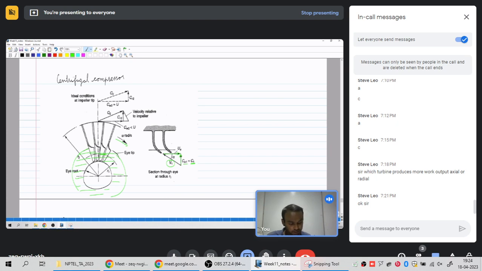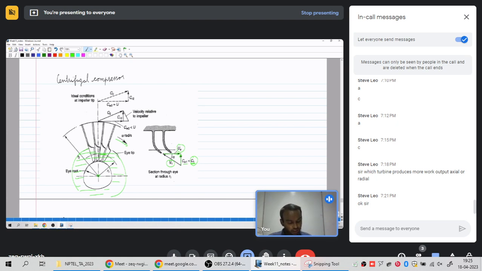How this relative velocity comes about: when you are a stationary observer, you see both velocities. When you are looking at the center, you can see the velocity of the air going radially away from you, and you can also see the blade crossing from left to right. That is represented by UE, and the velocity of the fluid going axially away from you is C1.